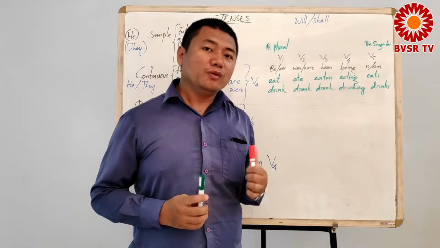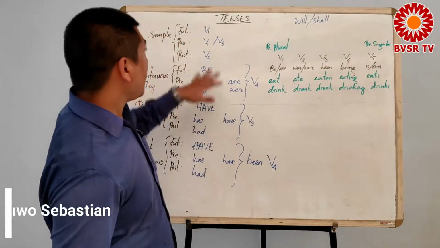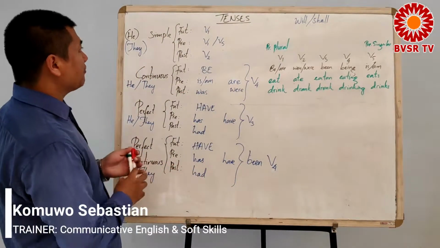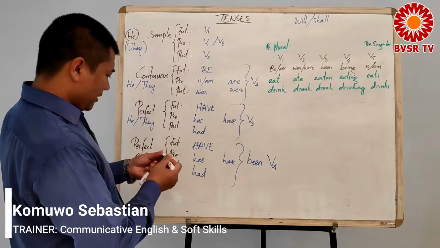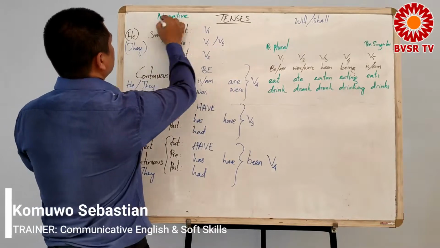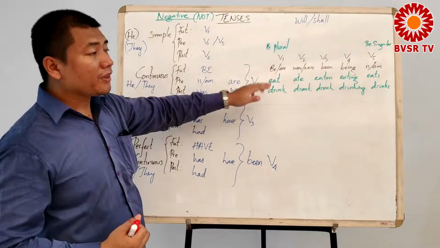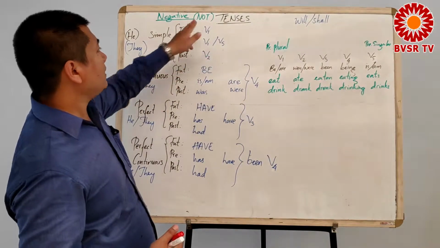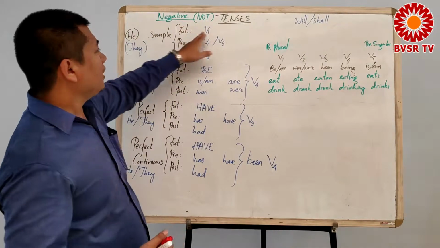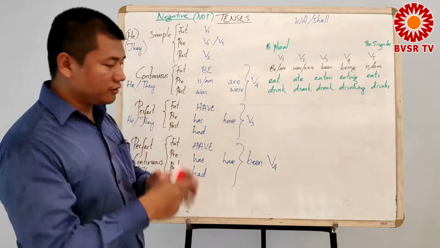In the last session, we have just learned how to make positive sentences. Now, let us learn how to make negative sentences. How to convert into negative sentences. He will eat apple, or he will drink water. In the negative, we just have to add not. Like for example, he will not drink water.